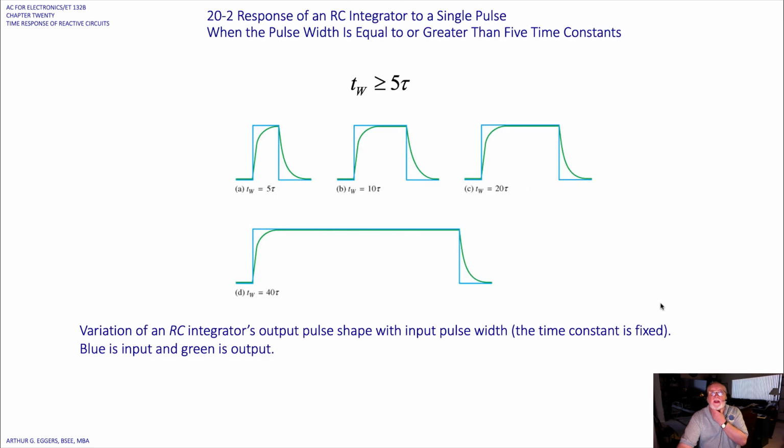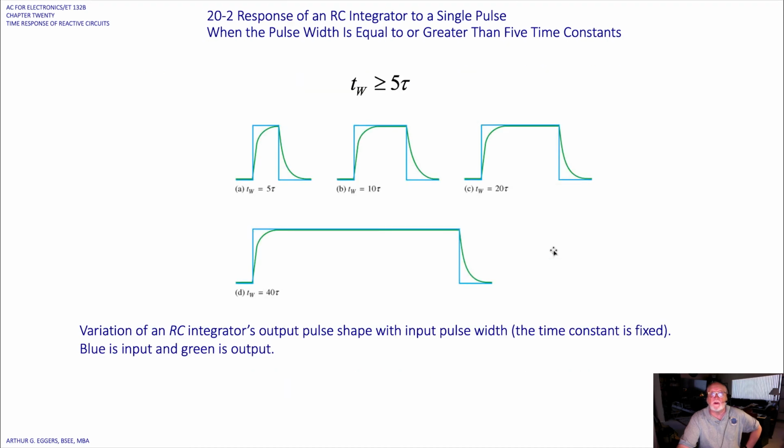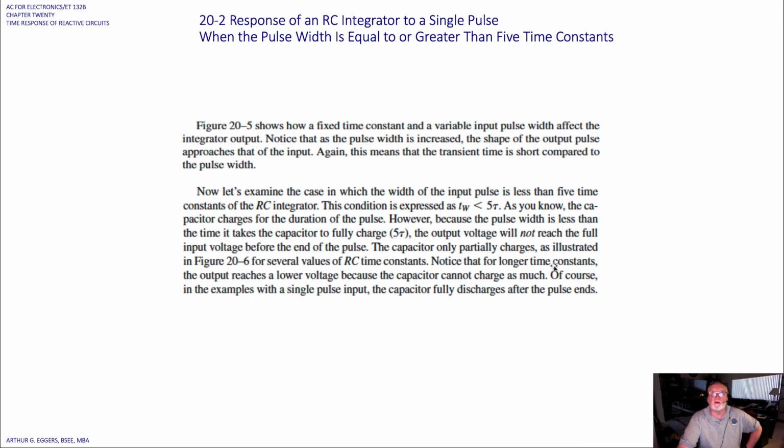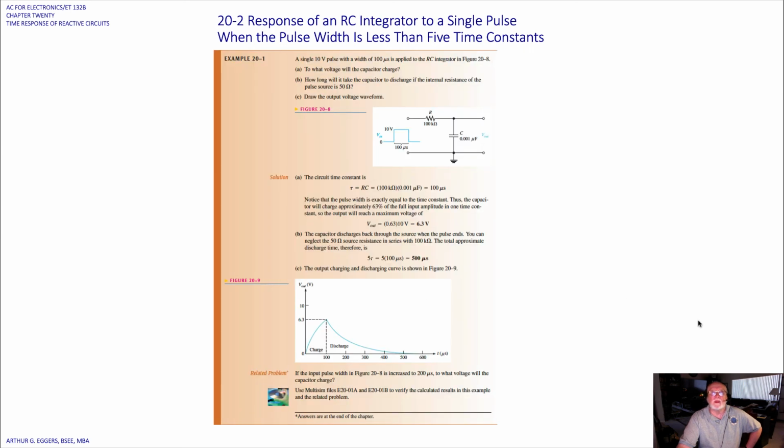So go back, take a look at these waveforms. Make sure you understand what's going on for the relationship between the input in blue and the output in green based upon how long the capacitor is allowed to charge. That will determine what your output is going to look like. Okay, so the effect then of reducing the input pulse ends up having an output pulse that does not match the input. So when we come back, we'll take a look at this example here and do some calculations. Again, you've seen these before.